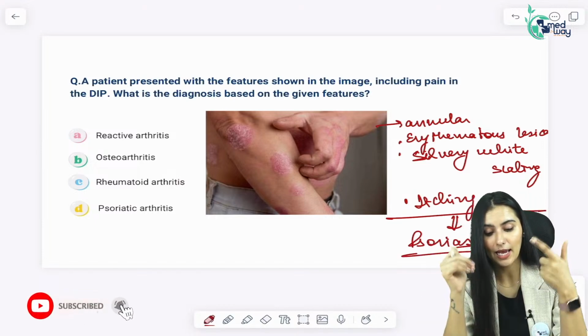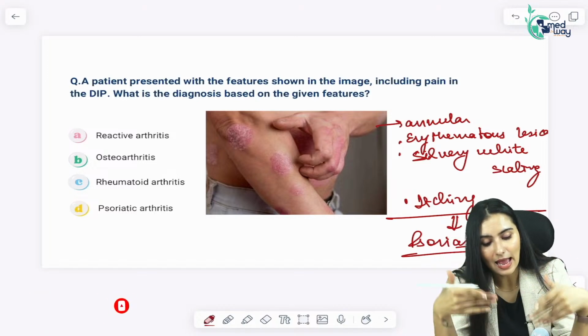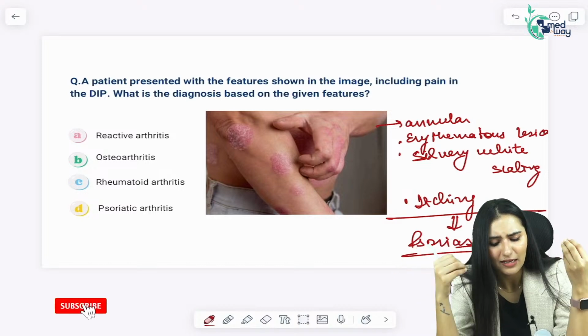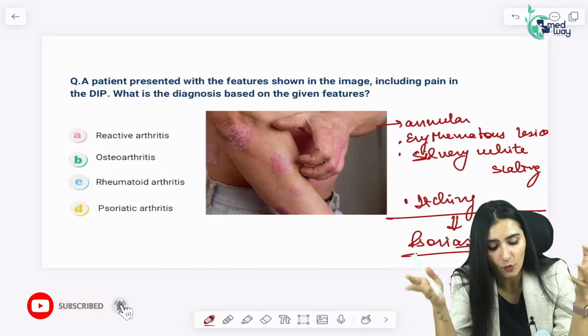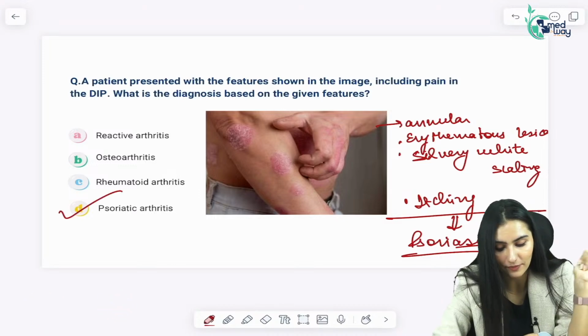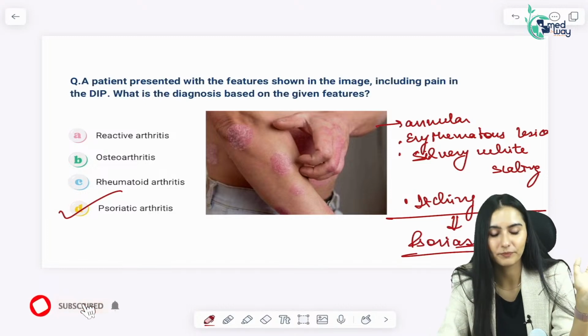Annular lesions, they are erythematous lesions. There is silvery white scaling. And in the picture the person is itching. It is psoriasis. Let go of PIP, let go of DIP. What can it be? It can only be psoriatic arthritis. Saw the picture, it is psoriasis, the answer is psoriatic arthritis, move on.